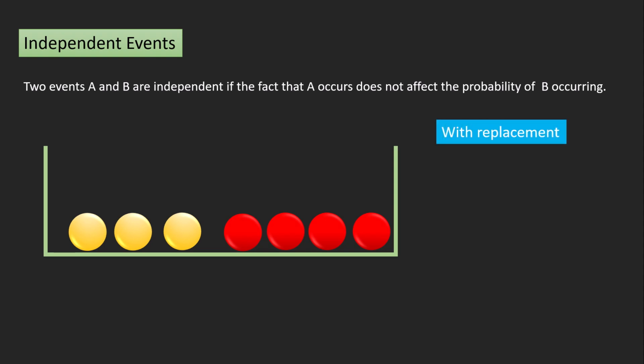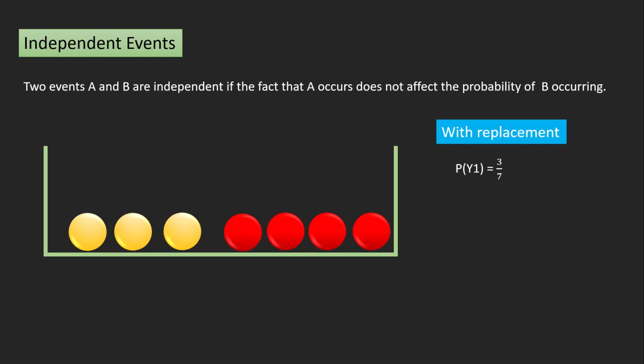Assume there is a box in front of us and there are 7 balls in it. Case 1, with replacement. Assuming that there are 7 balls in the box with 3 of them being yellow and 4 of them being red, let's calculate the probability of finding a yellow ball on the first attempt. Since there are a total of 7 balls and 3 of them are yellow, the probability of selecting a yellow ball on the first attempt is 3/7.